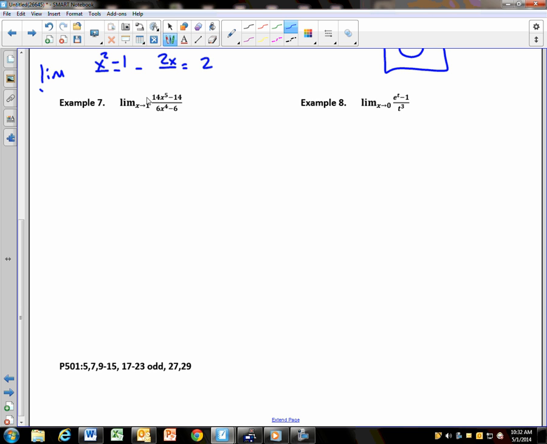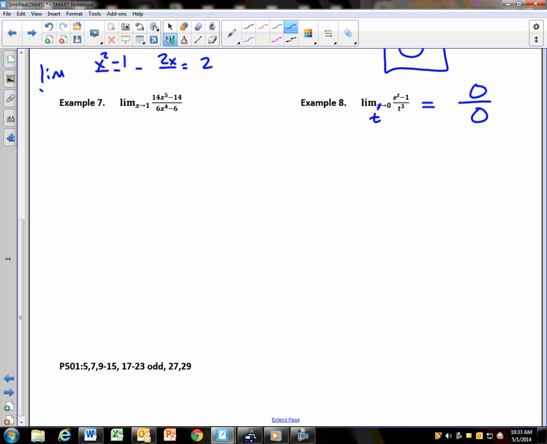Last example. What's e to the 0? 1 minus 1. What's 0 to the 3rd? We cannot... Oh, is it really? Sorry.